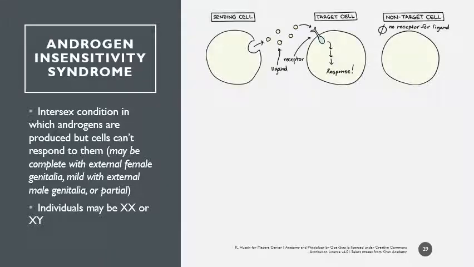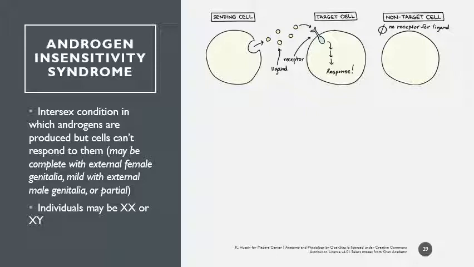So remember, I showed you this diagram where we have the ligand, the signal coming from a certain cell. It binds to a target cell that has a receptor, and there's a response. Some cells do not have the receptor. That's great if they're not the target cell, but if the target cell does not have the receptor, then you're not going to have a response. So in androgen insensitivity syndrome, the androgens are being produced, but the cell is not sensitive to them because it lacks the receptors for them. So the cells can't receive information and respond to them.